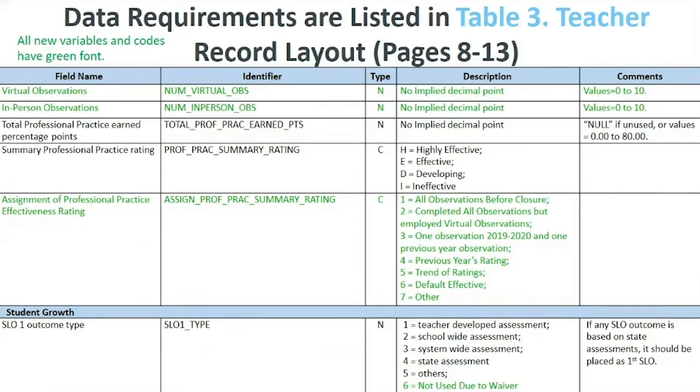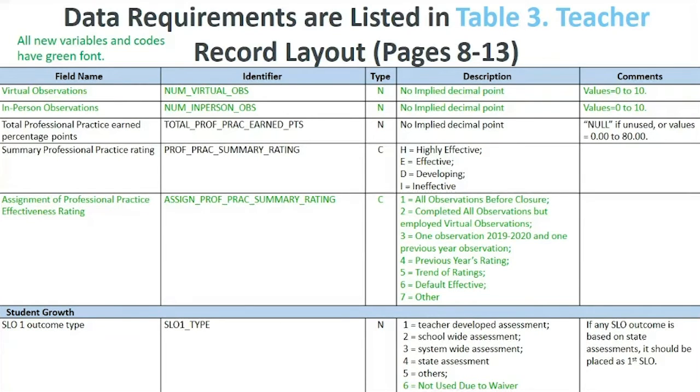The 3 new variables here are the virtual observations, in-person observations, and the assignment of professional practice rating. These are there to capture any changes to the amount or method of observations, as well as the assignment of the overall professional practice rating.